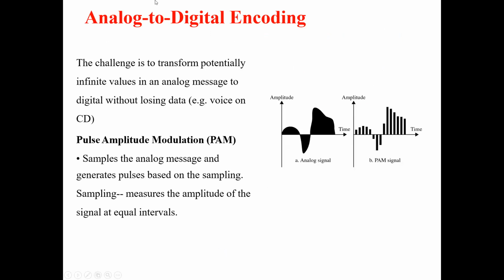Next is analog to digital encoding. So this is the analog signal, this is the amplitude, and this is the pulse amplitude modulation signal. The challenge is to transform potentially infinite values in an analog message to digital without losing data. Example, voice on a CD. We have to transfer this signal in the format of a digital signal, meaning 0-1 format, without losing the data.